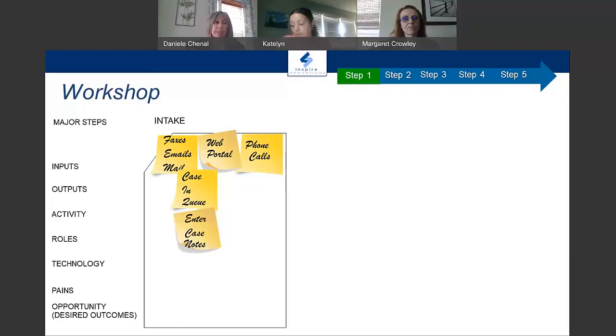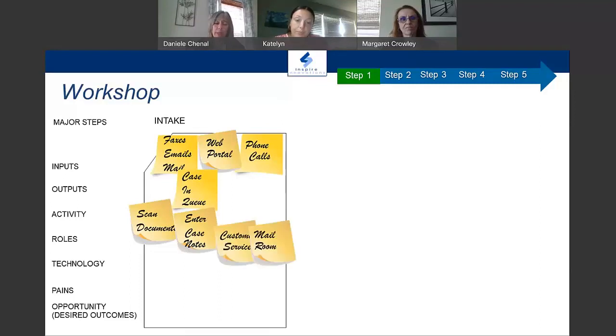Margaret, what would be some of the activities from your perspective? Scanning the intake documents, right? So whether you do that in your mail room or in-house, or maybe you outsource that, scanning documents. And we would continue to talk through all of the activities. Again, no right answers, no right order, just brainstorming it out.